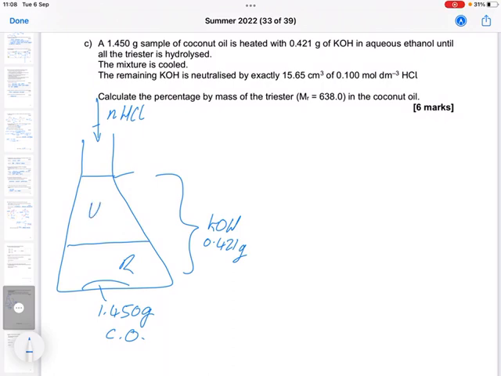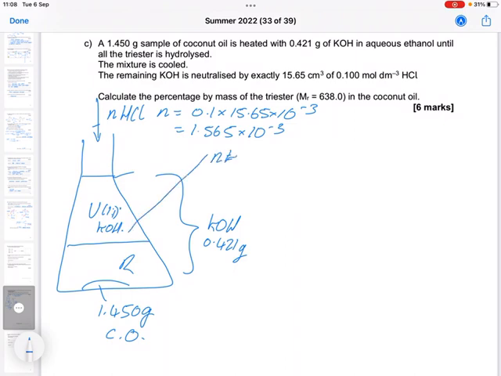So the number of moles of hydrochloric acid is 0.1 times 15.65 times 10 to the minus 3. That gives me 1.565 times 10 to the minus 3. Now this reacts with the potassium hydroxide in a 1-to-1 ratio. So this bit here is also equal to the number of moles of potassium hydroxide that didn't react with the coconut oil.